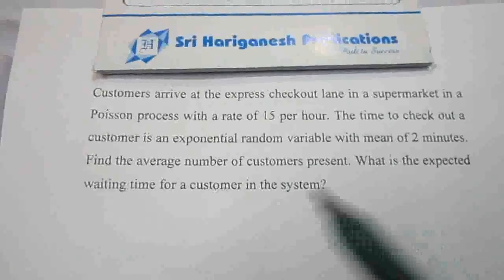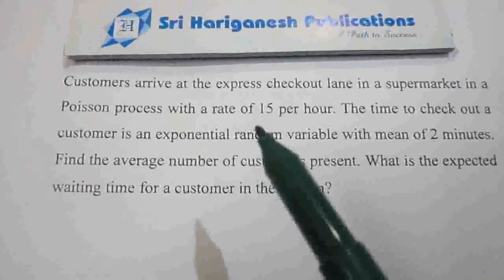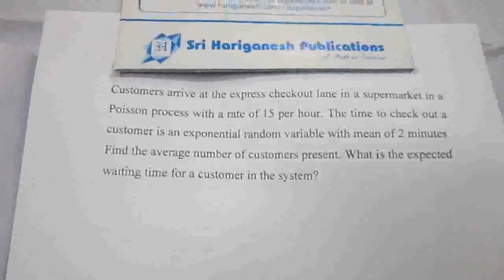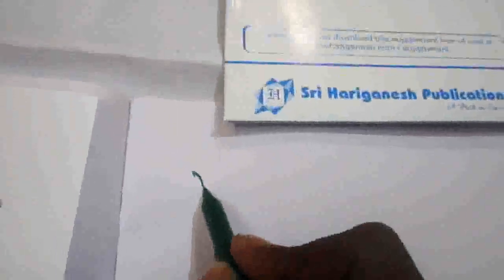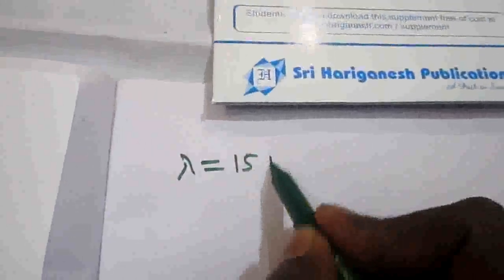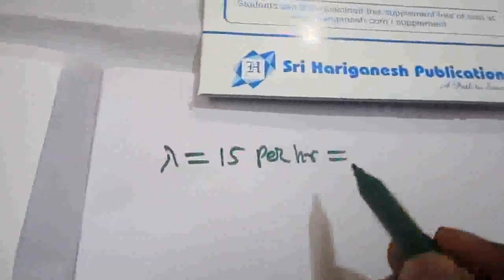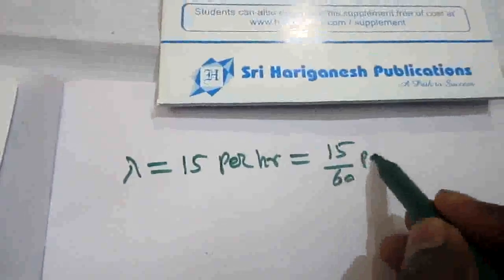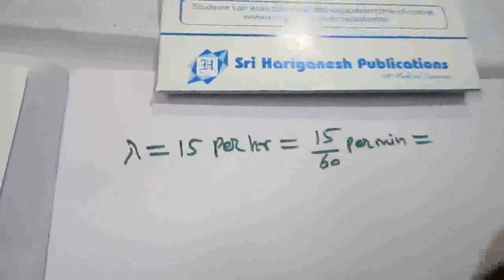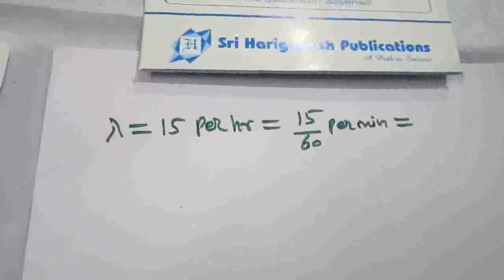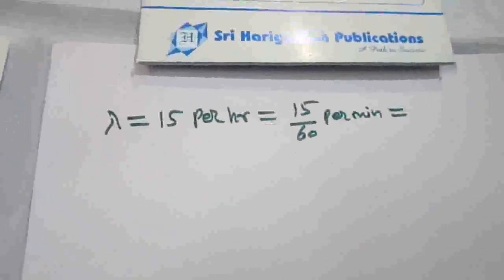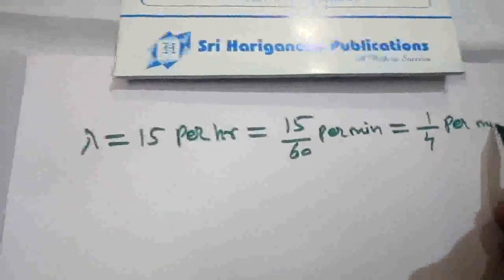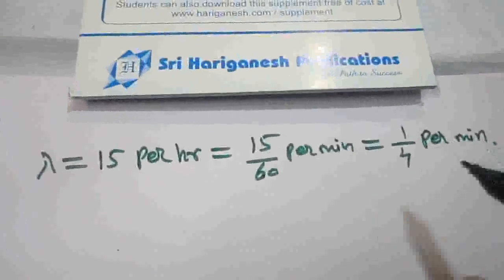So from this problem I am going to find out lambda. Lambda is 15 per hour, because customer arrival is 15 per hour. So in this problem lambda is equal to 15 per hour, but I am going to convert it into per minute. So 15 by 60 per minute. You can simplify this, in terms of minutes, and it can be written as 1 by 4 per minute. So now lambda is equal to 1 by 4 per minute.